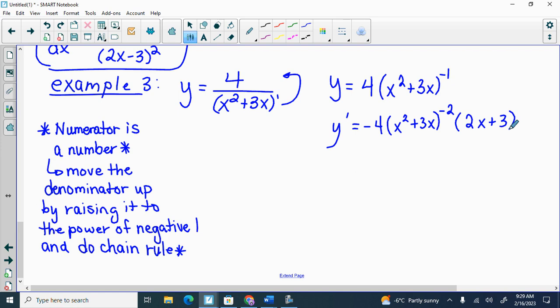This negative exponent is just going to go to the denominator as a positive exponent, so I'm going to get negative 4, 2x plus 3 over x squared plus 3x to the 2. Way faster than doing product rule. You could do quotient, yeah. So why are you doing power rule and then taking the derivative and multiplying it?